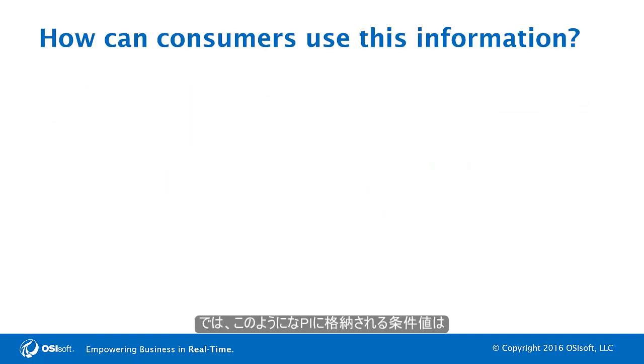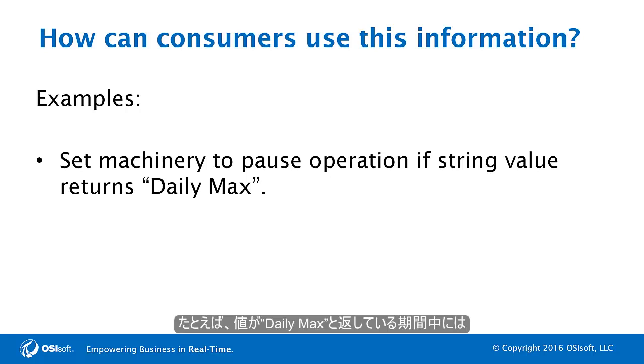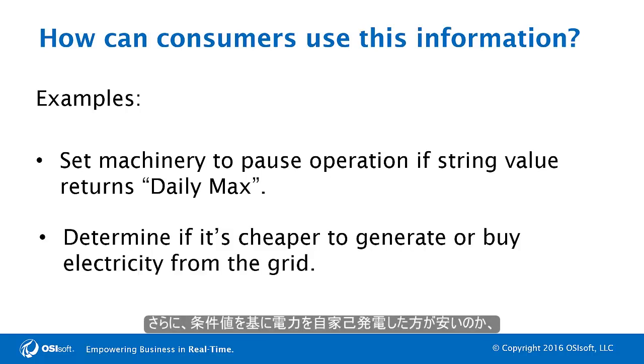So how can consumers use these condition values that are being outputted back into Pi? For example, machinery could be set to pause operation if the string value returns daily max to avoid paying peak energy prices. Another example is that consumers can use information from condition values to determine whether it is cheaper to generate their own electricity or buy it from the grid.